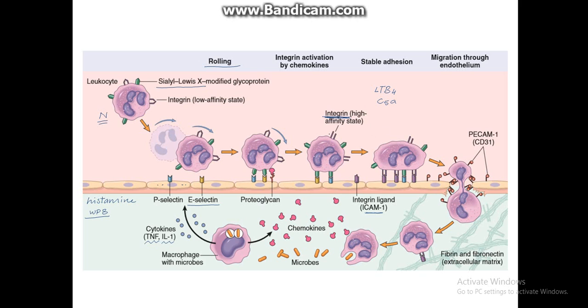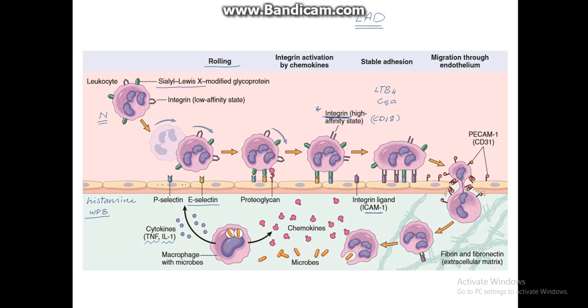Now, in some cases, we have a defect in the integrin, and this causes something called leukocyte adhesion deficiency. This leukocyte adhesion deficiency happens because the integrin, especially the CD18 part of the integrin protein, is defective or absent. And this is basically because of a genetic, autosomal recessive defect.